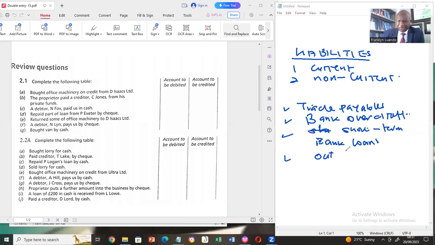Amounts outstanding is the same as amounts unpaid, is the same as amounts owing, is the same as amounts accrued. So amounts outstanding, amounts unpaid, amounts owing, amounts accrued, and amounts due, they mean the same things.